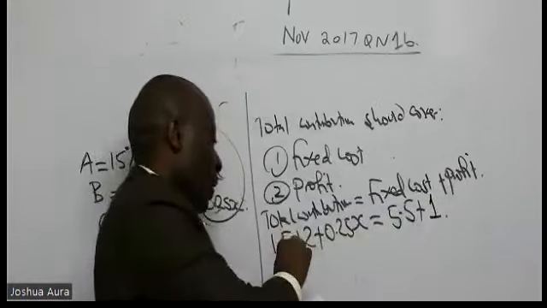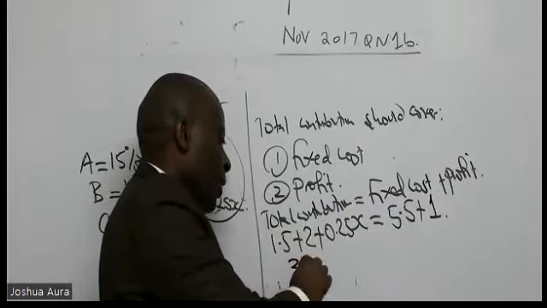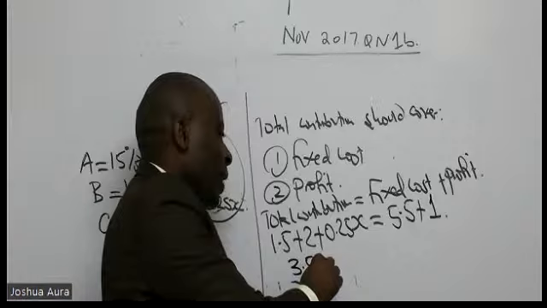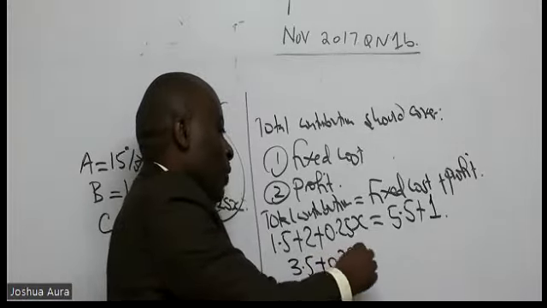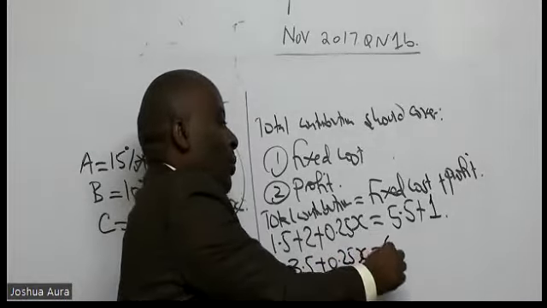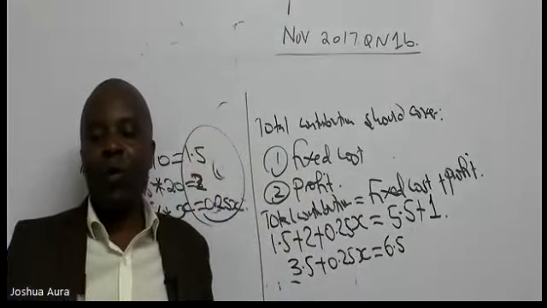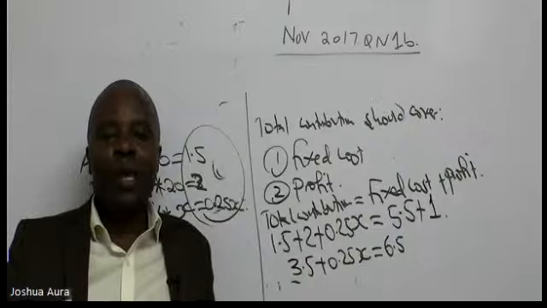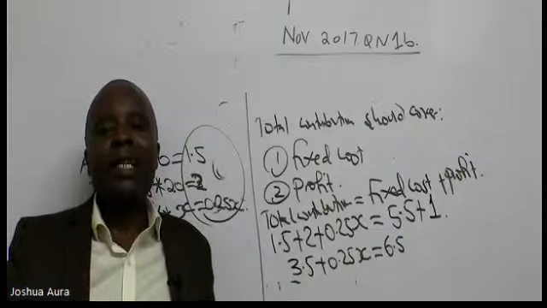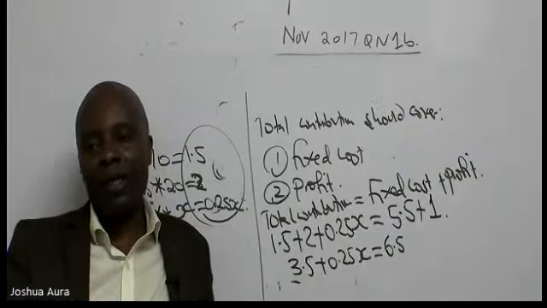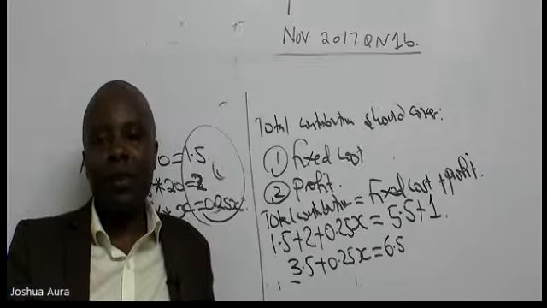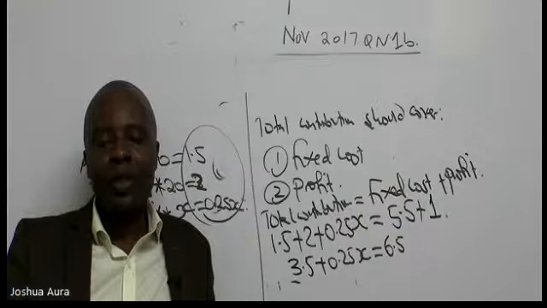So then this will give me 3.5. So 3.5 plus 0.25x should be equal to what here, somebody? Should be equal to 6.5 million. So my work tonight is to make X the subject of the formula. That is my work tonight.